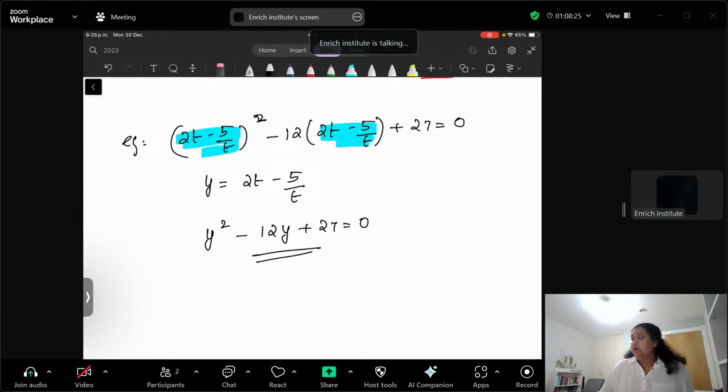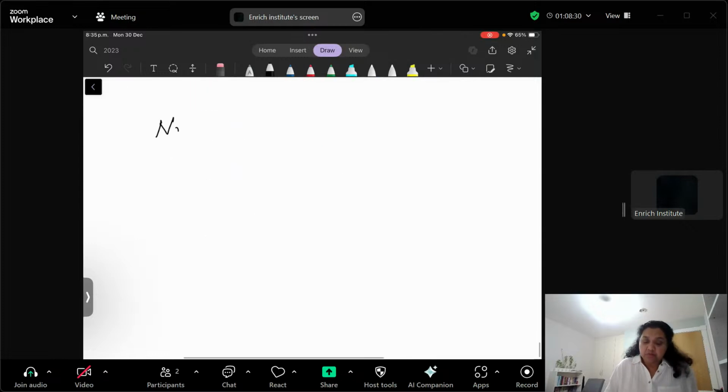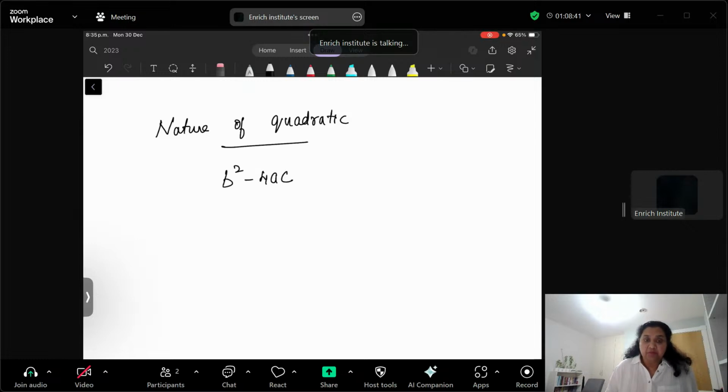Now, the next thing you have to remember here is the nature of the quadratic roots. This is a very, very important topic, the nature of a quadratic root. This all will work with b square minus 4ac. This is called the discriminant. This is the part inside the minus b formula, minus b plus or minus square root of b square minus 4ac by 2a. So that is called the discriminant. Now, the nature of the root is dependent on this.